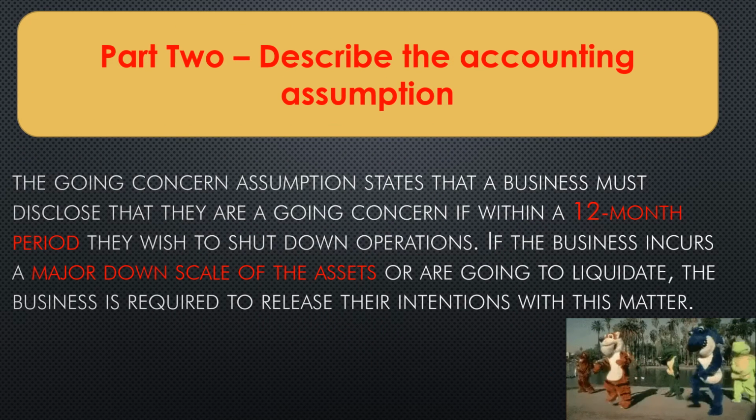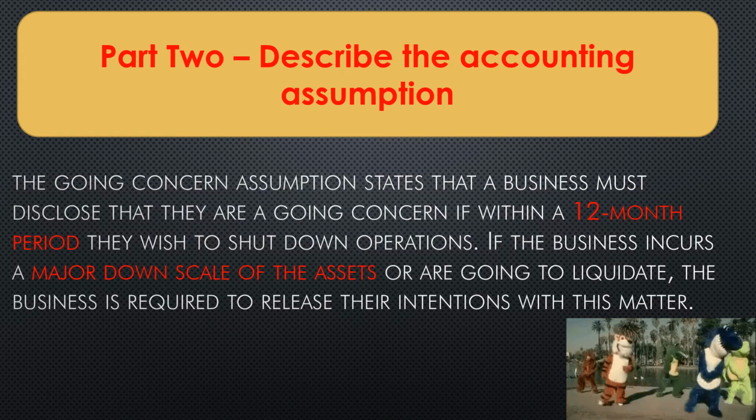Part 2 of your answer is to describe or define the accounting assumption, in this case the going concern. So a definition of the going concern is that a business must disclose that they are a going concern if within a 12-month period they wish to shut down operations, if the business incurs a major scale down of assets, or are going to liquidate, the business is required to release their intentions with this matter. So I've highlighted the key words that you need to include within your answer. The time period being the 12-month, an example of a going concern, a major scale down of assets, and also the key word here being liquidate as well.